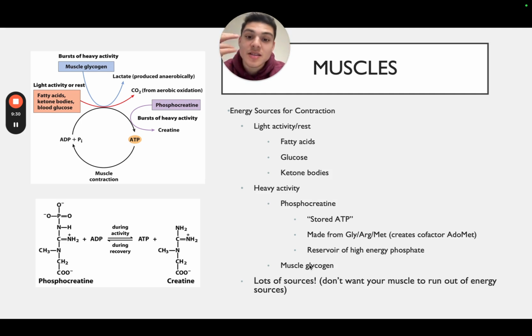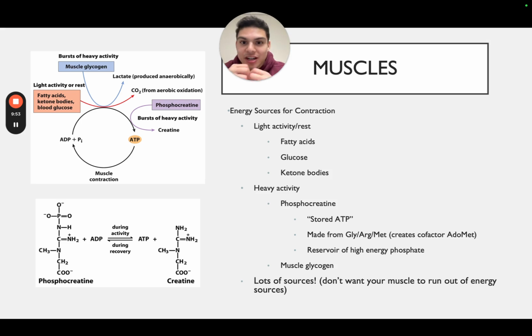And it also uses muscle glycogen. So really, when you're lifting heavy over a short time span, or when you're sprinting, you're going to be using these two energy storages. Whereas if you're just walking, you're going to be using fatty acids, glucose, ketone bodies, the things that are much easier to sustain. And again, there are a lot of sources for a reason, because if your muscles were to run out of energy so quickly and not have any other source, you're going to cramp up.